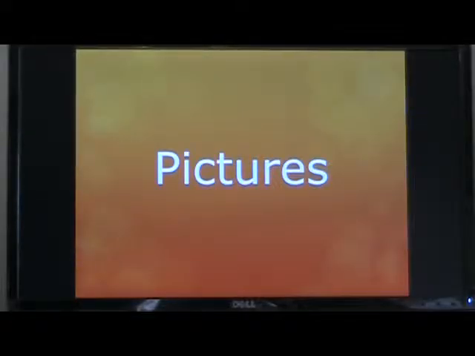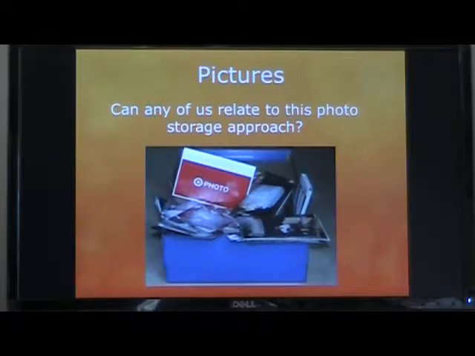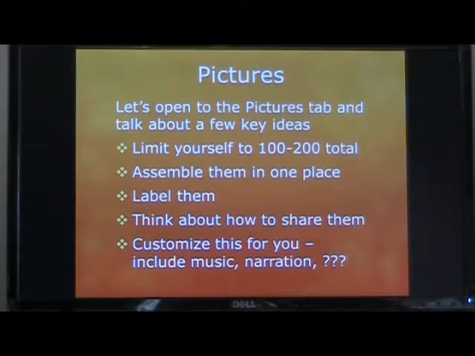In this Binder of a Lifetime segment, we'll talk about pictures and their importance in the overall binder. Many of us can probably relate to this photo storage approach, where we just toss pictures into a shoebox or some other container without a whole lot of organization. The reality is, if we provide that shoebox to our loved ones, many will just throw those pictures away, while others will be frustrated and go through them, but recognize many problems along the way.